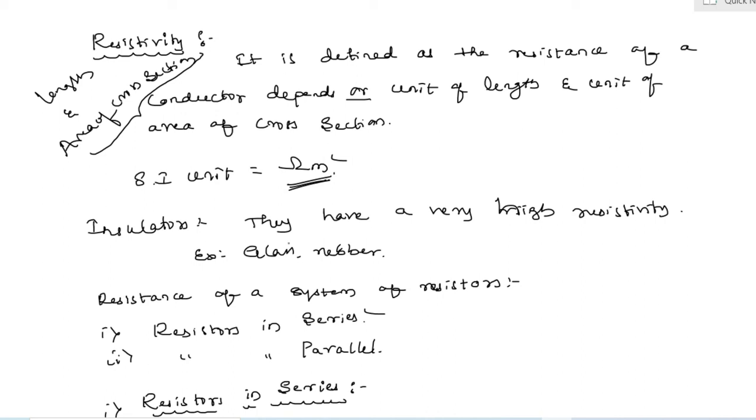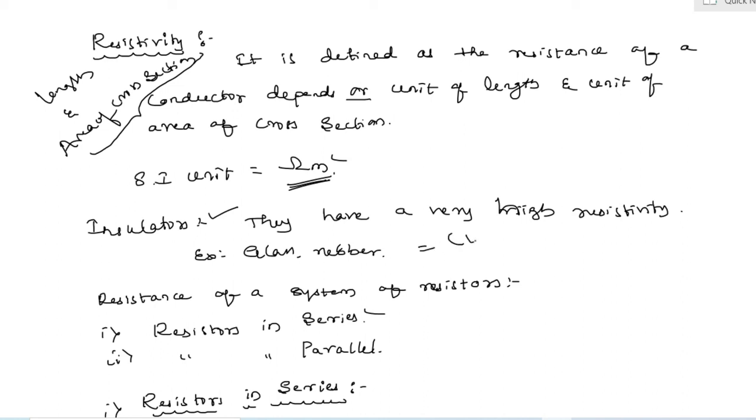Next one is, what are insulators? First of all, you already know the definition of insulator. But insulator examples such as glass, rubber, ebonite, etc. have a very high resistivity. It means 10 raised to a high power resistivity.